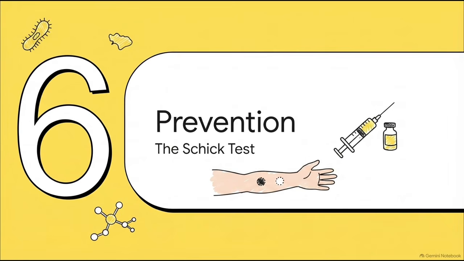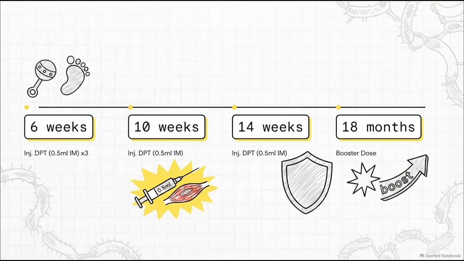Section 6. Prevention and the Schick's test. Prophylaxis actually begins right after birth. The notes outline the standard DPT, that's diphtheria, pertussis, and tetanus, vaccination schedule. It's given as a 0.5 milliliter intramuscular injection. The primary series hits at the 6th week, 10th week, and 14th week of life, which is then followed up by a vital booster shot right at 18 months.